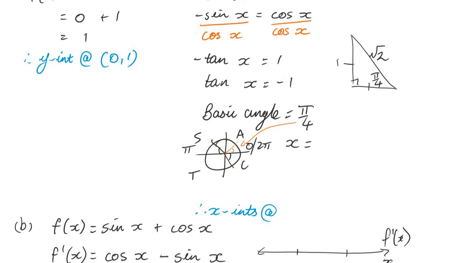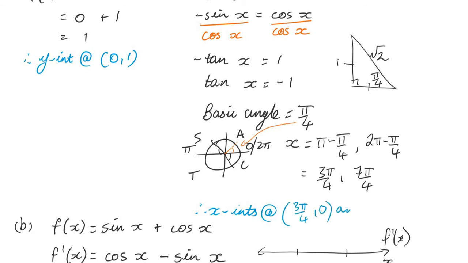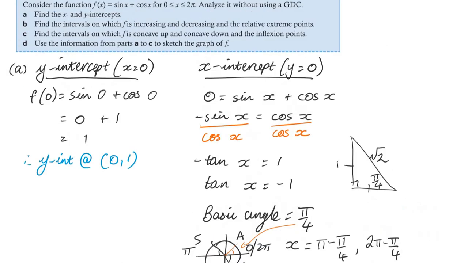What that tells us then is the first angle, this one here, is pi minus pi on 4, and the second angle, this one out here, is 2 pi minus pi on 4. So that's 3 pi on 4 and 7 pi on 4. And so we have two x-intercepts, one at 3 pi on 4 and one at 7 pi on 4. Alright, so that's part A, our intercepts.